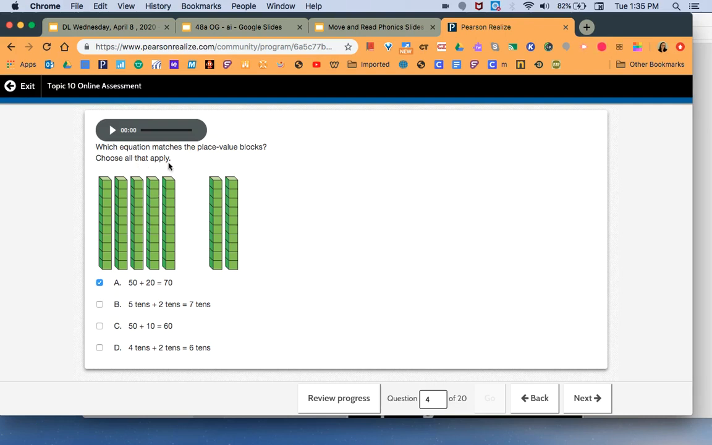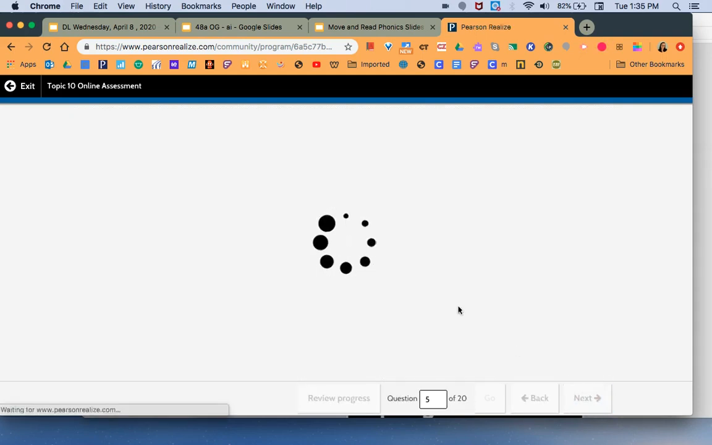But it told me there's going to be more than one answer, and I see the square, so that's going to tell me there's going to be more than one answer. Do I have 5 groups of 10? 1, 2, 3, 4, 5? Yep. And 2 tens? Yep. Oh, here's 50 plus 10. Nope, that's 20. And 4 tens? No, I have way more than 4 tens. That can't be right.